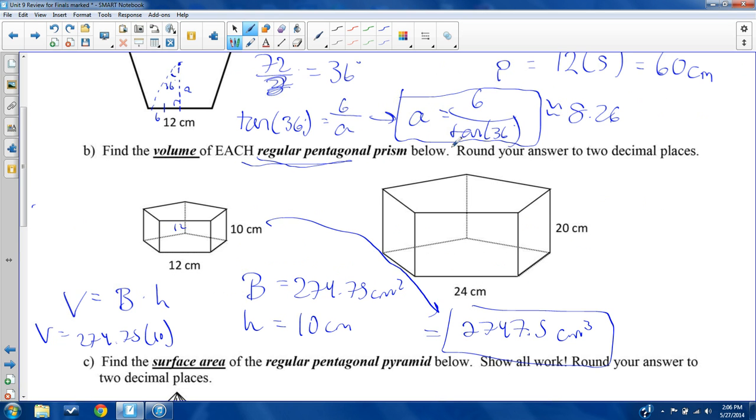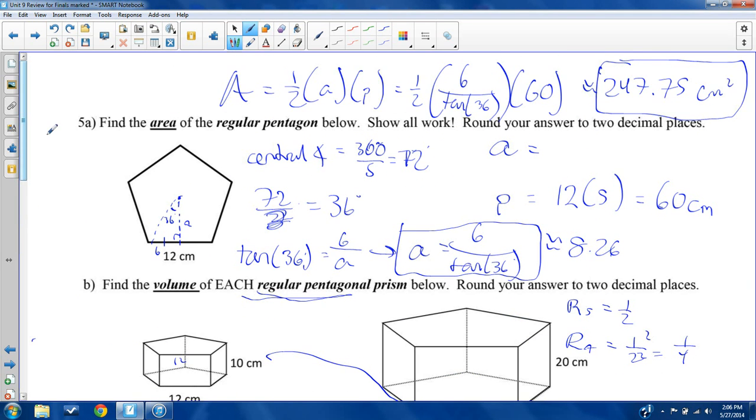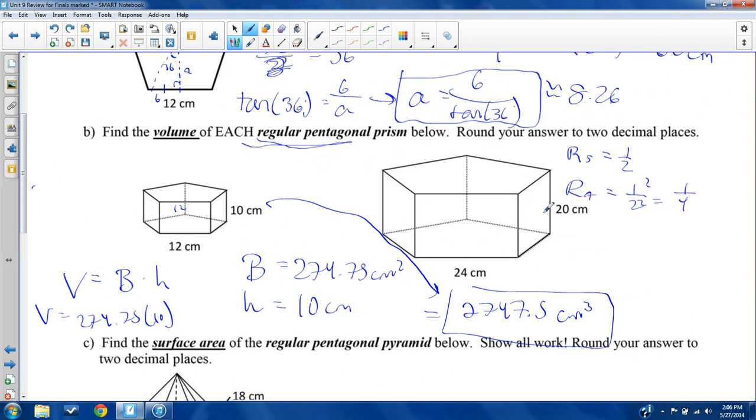Now, that means that the ratio of areas, it's not 1 to 2. If my ratio of sides is 1 to 2, my ratio of areas is 1 to 2 squared. 1 squared to 2 squared, which is 1 to 4. So I can multiply this area over here by 4, and then multiply it by this height. Or better yet, I know ratio of volumes is 1 cubed to 2 cubed, so that's 1 to 8.